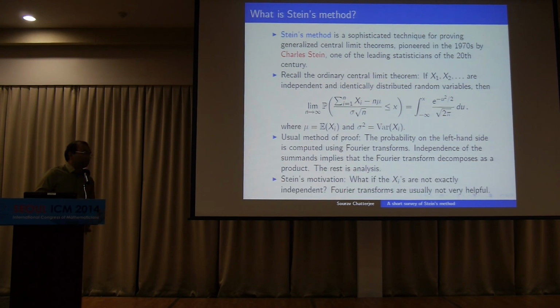So Stein's motivation in the early 70s, actually he started thinking about this in the mid-60s, was: what if the Xi's are not exactly independent? Fourier transforms are often not very helpful in that situation. So can we build a kind of purely probabilistic machinery to deal with this kind of issue? I'll come to examples.